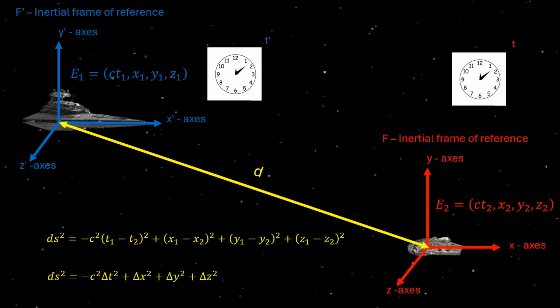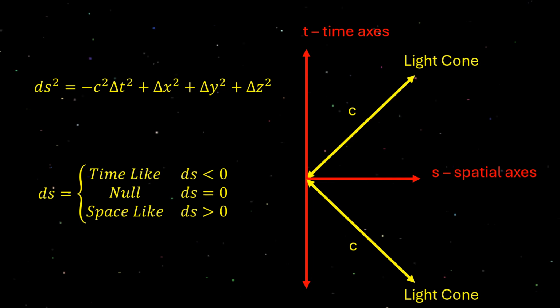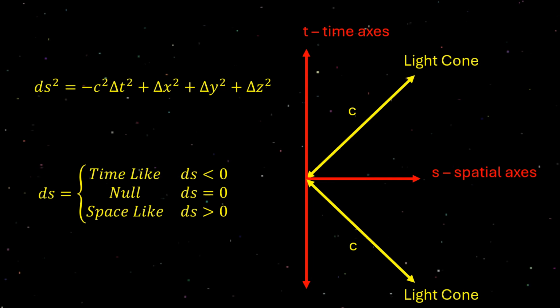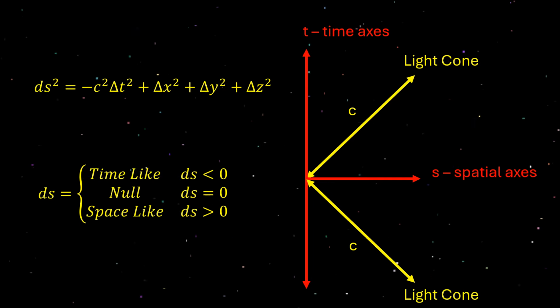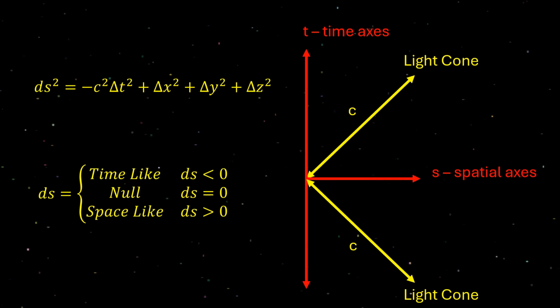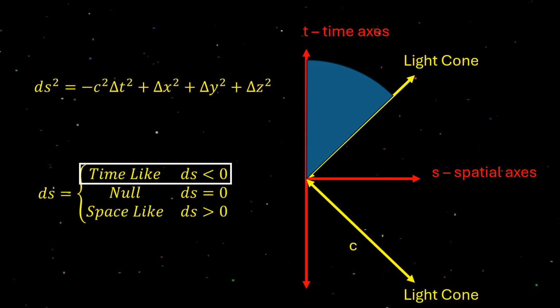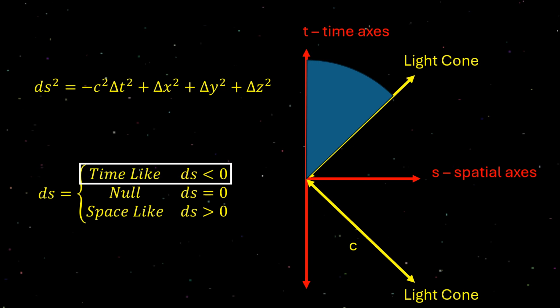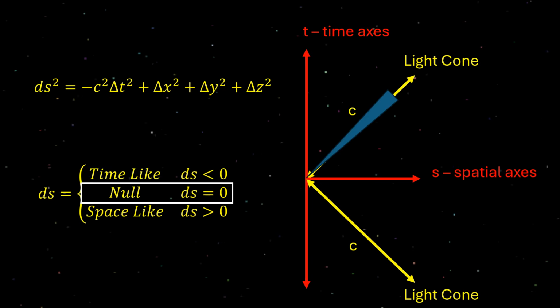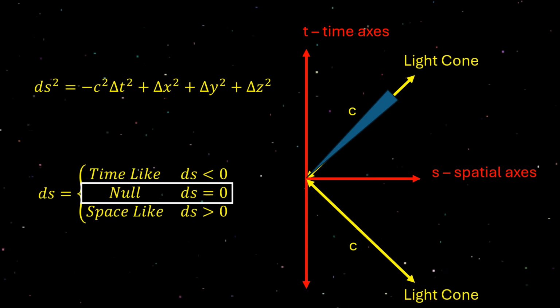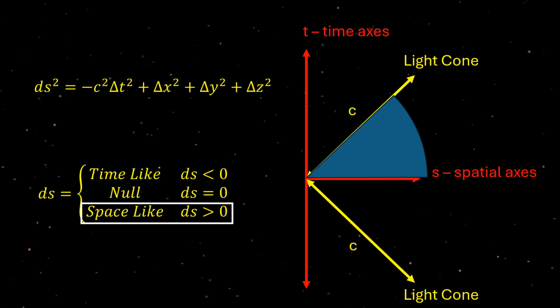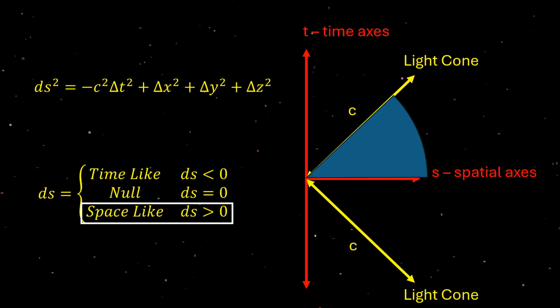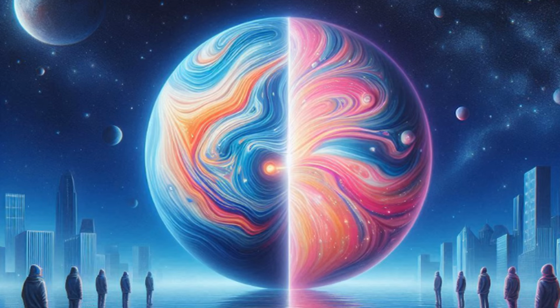Or more succinctly by the equation, an interval can be categorized as time-like, space-like, or null, depending on its relationship to the speed of light. If d squared is less than 0, it is time-like. If d squared is equal to 0, it is null. If d squared is greater than 0, it is space-like. We'll talk more about this in a later video.